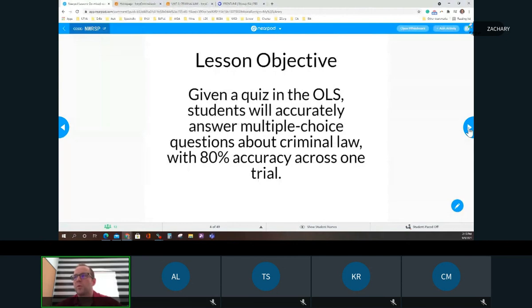So this is what we're going to be doing in class and what I want for the exit ticket. The exit ticket is like your weekly assignment, but you also have a case study this week that will be a little more involved than you've had in previous weeks. So the objective is giving a quiz in the OLS. Students will accurately answer multiple choice questions about criminal law with 80% accuracy across one trial.